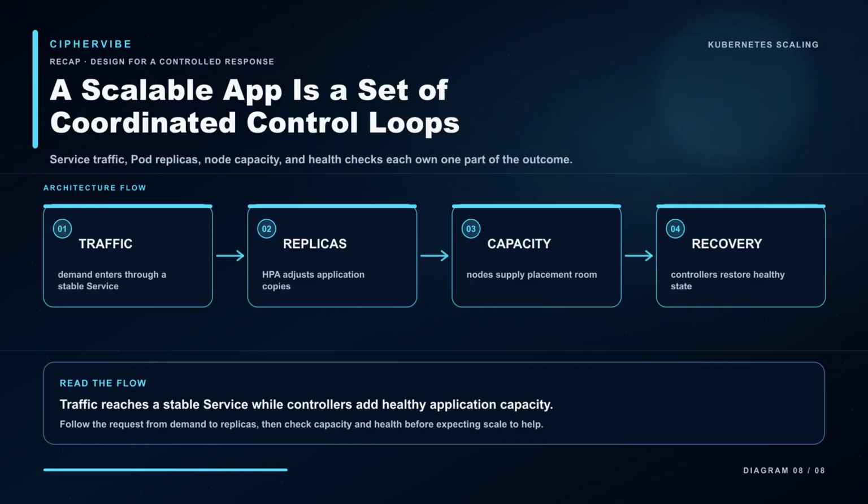The practical next step is not to copy a generic configuration. Measure the demand signal that matters to your app, set realistic requests and limits, test a traffic increase in a safe environment, and inspect what happens when a pod or node fails. Kubernetes is powerful because these pieces work together, but reliability comes from choosing and verifying the right contracts.